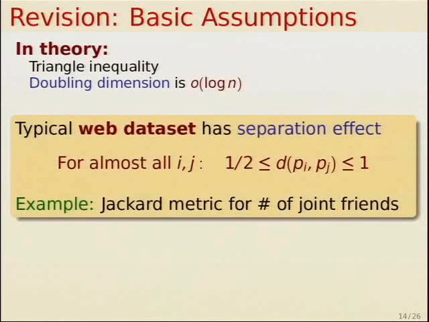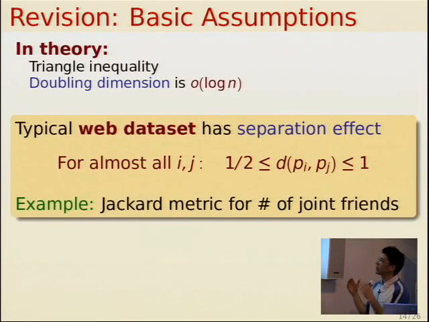But in practice, that holds for many data sets, not for all of them. For pictures, we do not have that. But for movie preferences, I think we have this. And I call it separation effect. The separation effect is the phenomenon that all distances are, say, between 1/2 and 1.